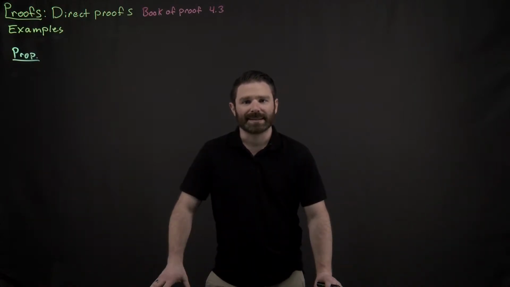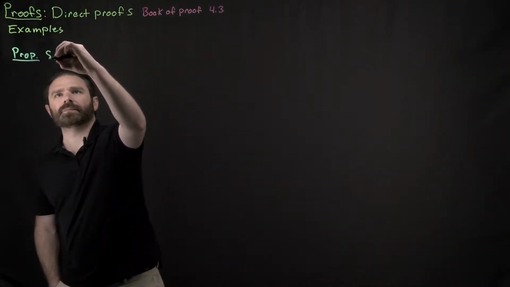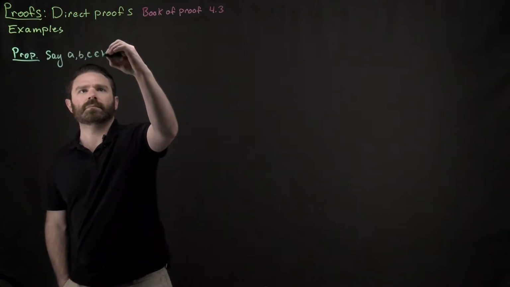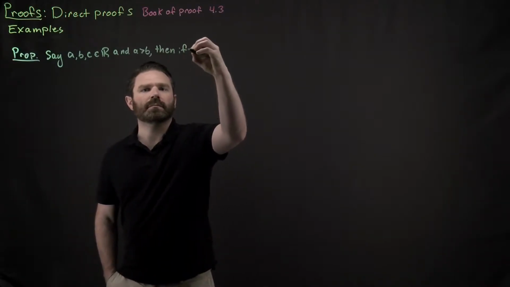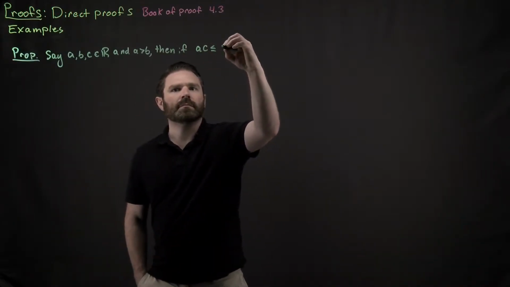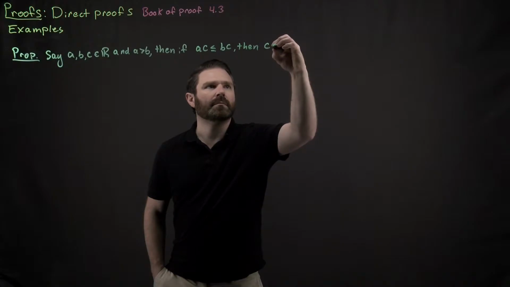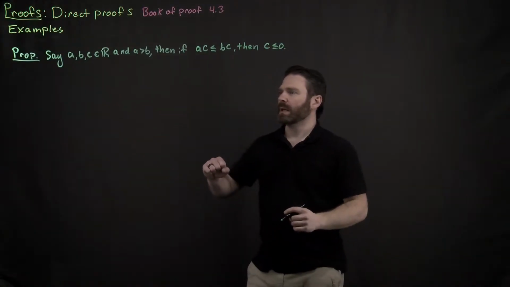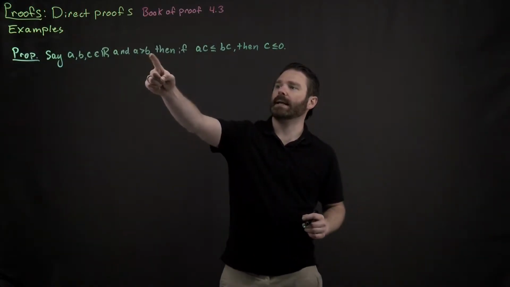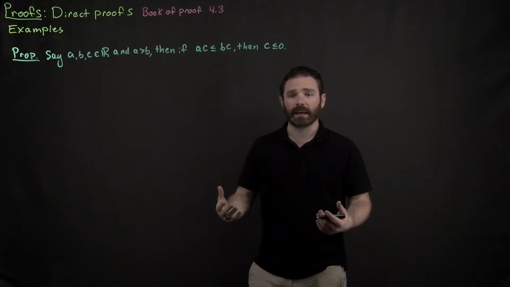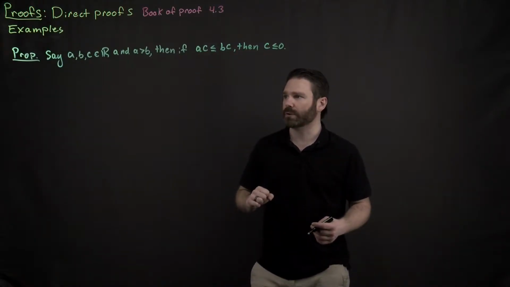So let's look at one last example of the direct proof technique. So here the proposition is going to be the following. Say A, B, and C are real numbers, and also say that A is greater than B. Then if AC is less than or equal to BC, then C is less than or equal to 0.